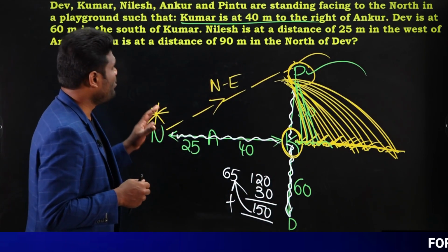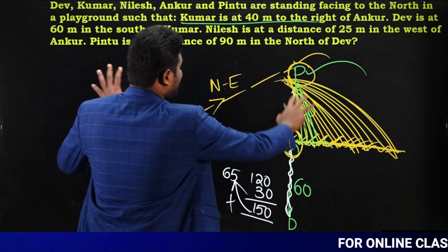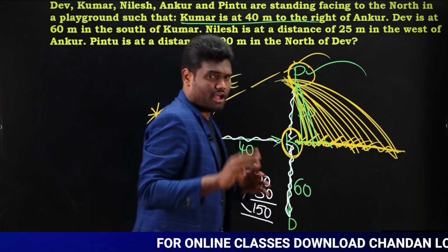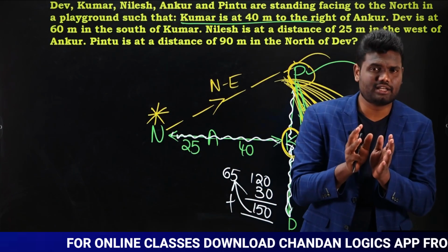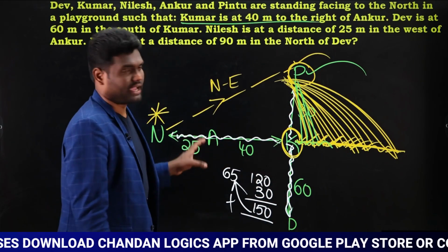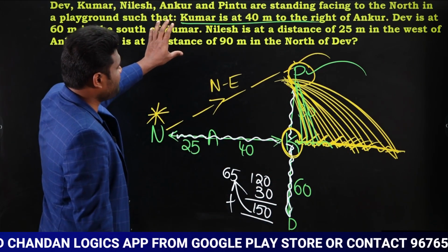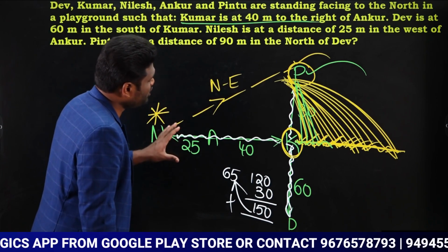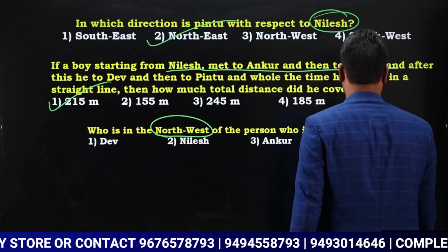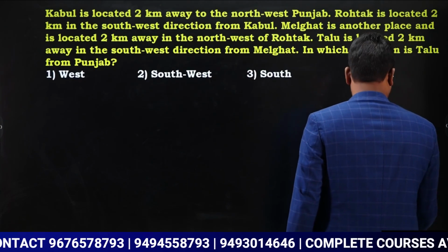Is that clear? Very simple. Even these types of questions can come in the examination directly, three questions in a set. So for these three questions, you need to represent this diagram. You need to read the question carefully and represent the diagram. Once you are able to represent the diagram, solving this will become very, very simple. Is that clear? So let us look at the next question.